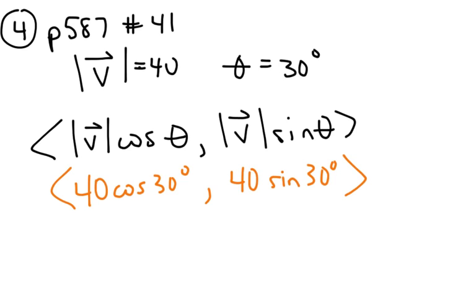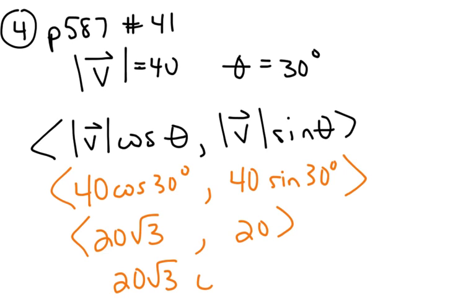Cosine of 30 is square root of 3 over 2, so I'm going to get 20 square root of 3 for the horizontal component. And the sine of 30 degrees is 1/2, so 40 times 1/2 is 20. In ij form, it's going to be 20 square root of 3 i plus 20j.